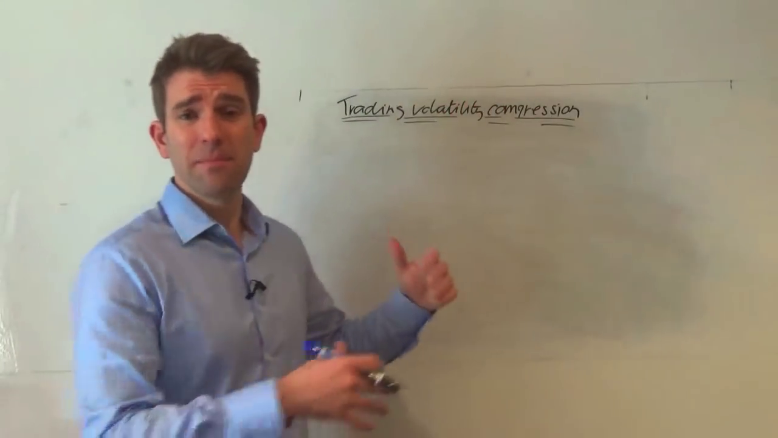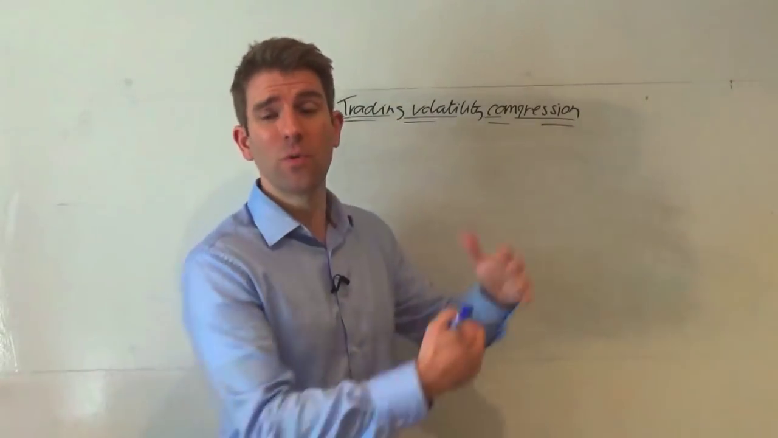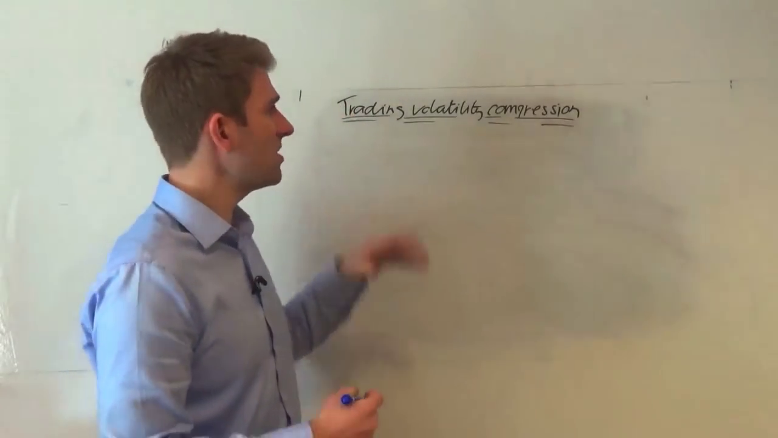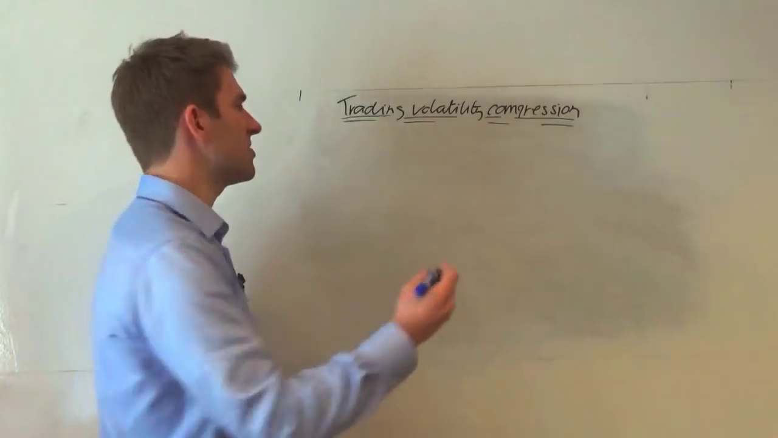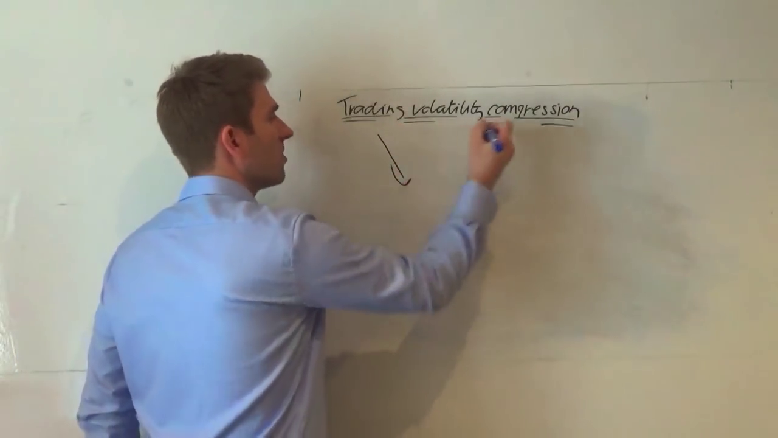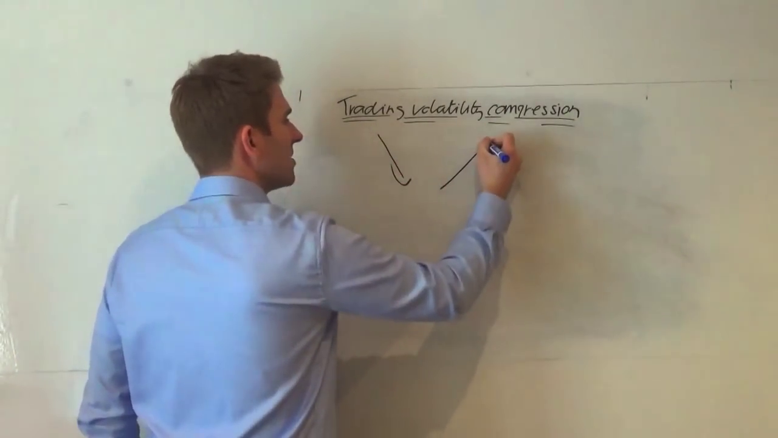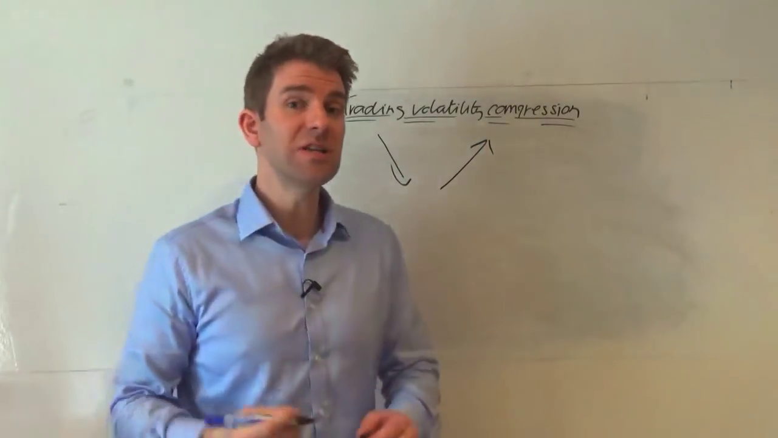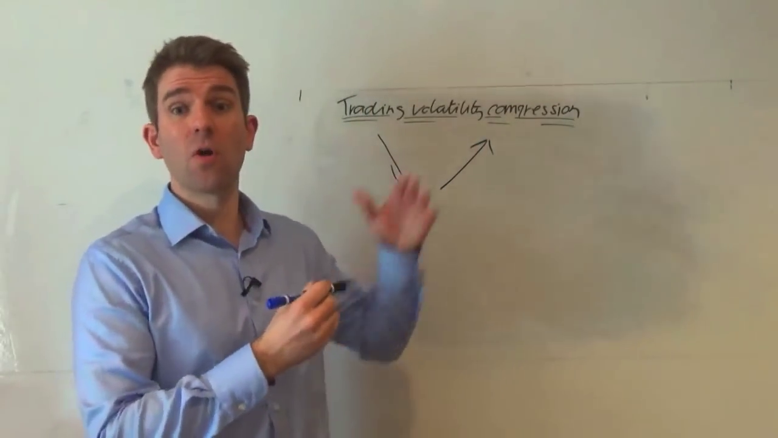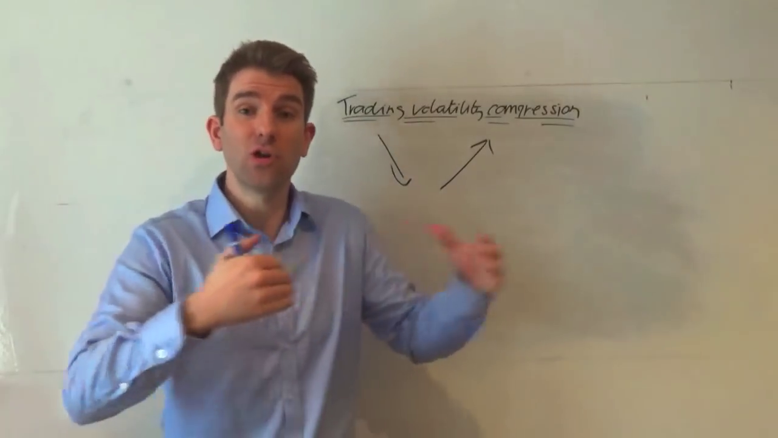So volatility is a measure of how much the market is moving within a given time. Volatility compression is when that volatility decreases, and volatility expansion is when that volatility increases. Now, volatility doesn't have a directional component, so we don't know if it's going to go up or down. We just know it's going to increase its range.